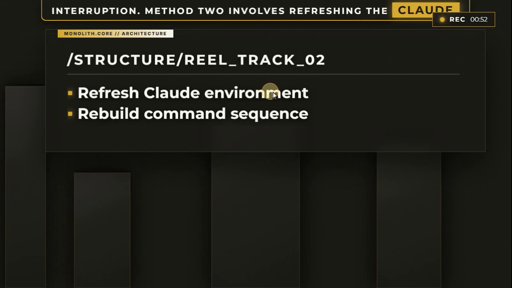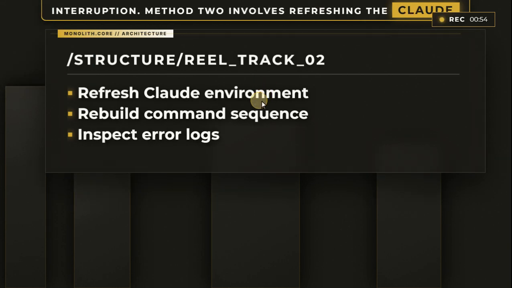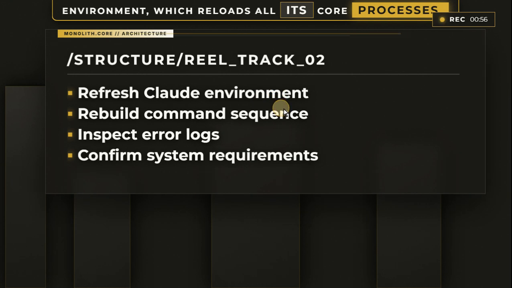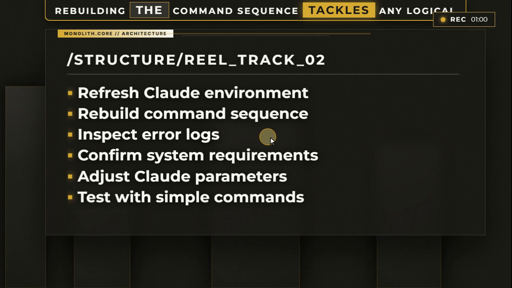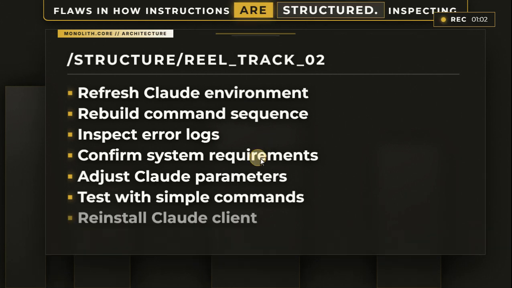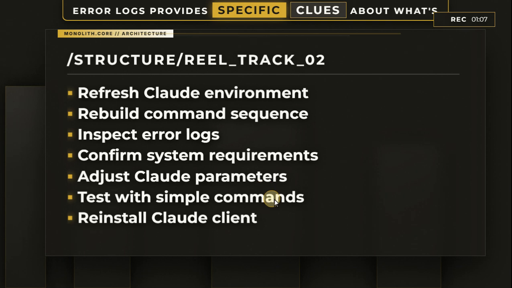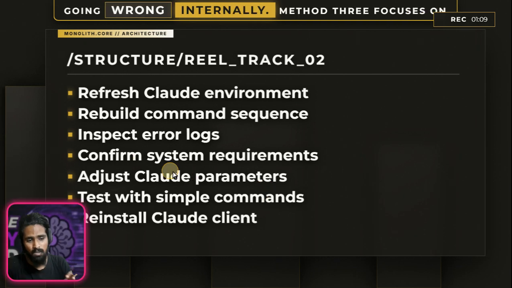Method 2 involves refreshing the Claude environment, which reloads all its core processes. Rebuilding the command sequence tackles any logical flaws in how instructions are structured. Inspecting error logs provides specific clues about what's going wrong internally.